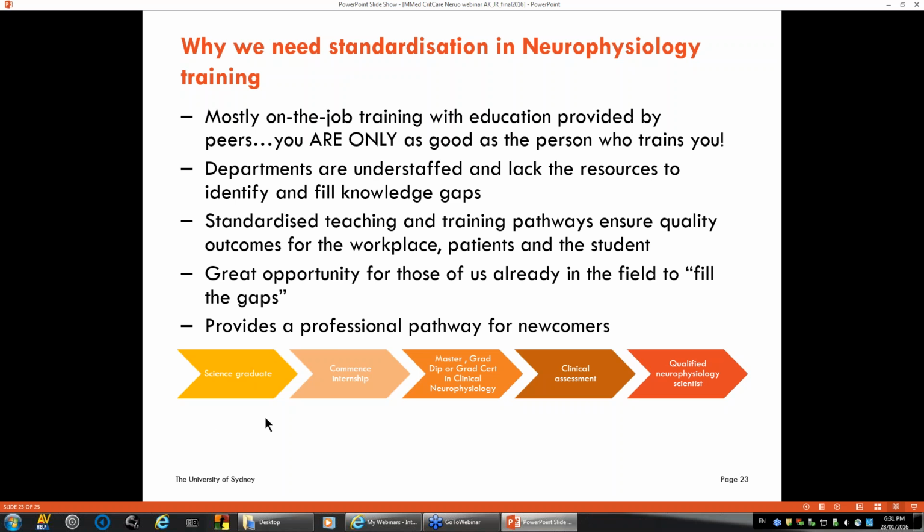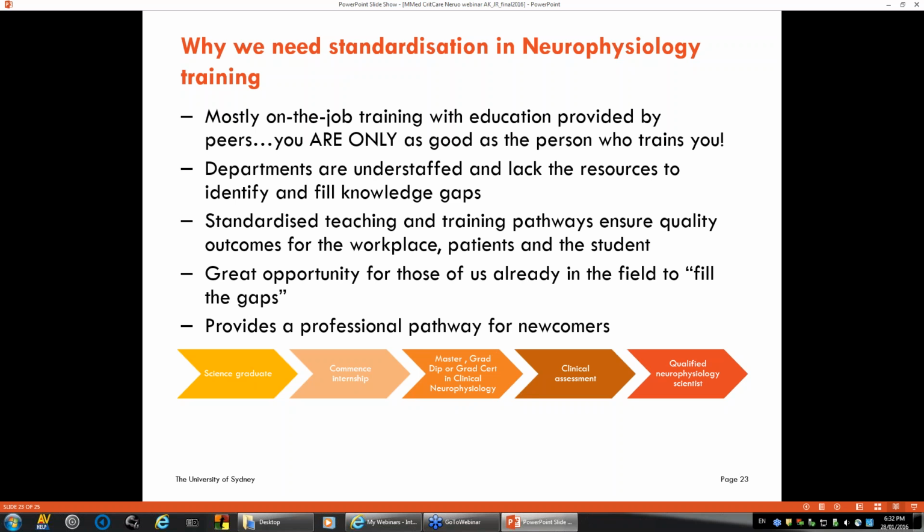So we employ people as science graduates. It's a good idea to then find your way around a lab, but then progress your understanding. And a lot of people who I've spoken to who are trainees in departments, this is their main frustration, that they're not being able to pick up that in-depth understanding.